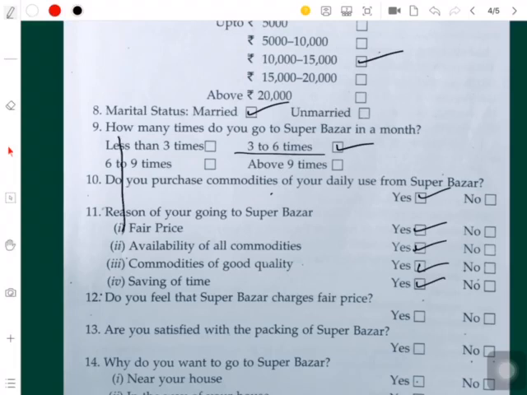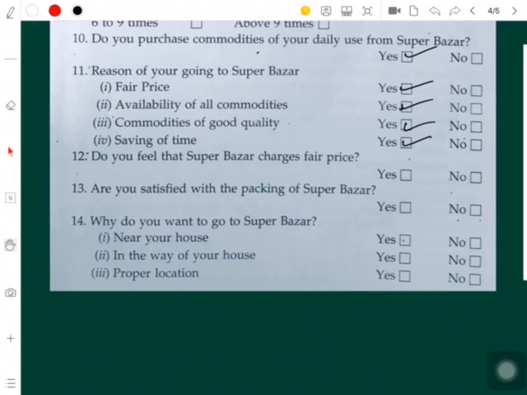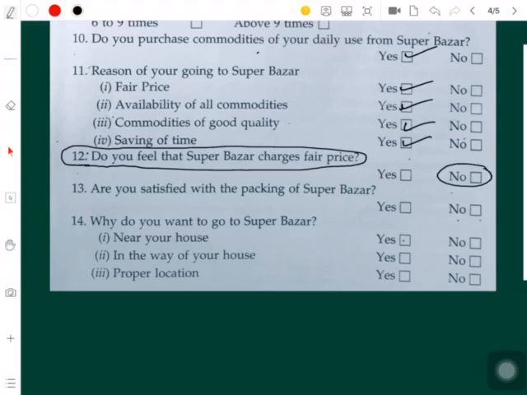Then let us proceed with one more thing. The 12th question is: do you feel Super Bazaar charges fair prices? That is what I am basically asking about. This is maybe the purpose of my whole survey. If I get a yes, that means Super Bazaars are fairly doing the job and serving the purpose. If I get a no, that will be a difficulty, and I'll have to see why.